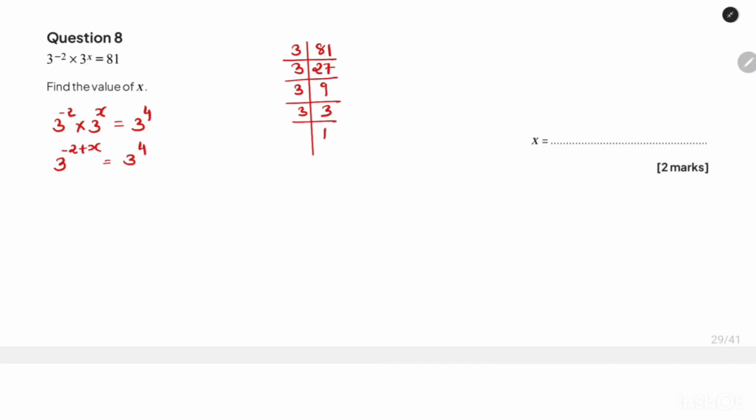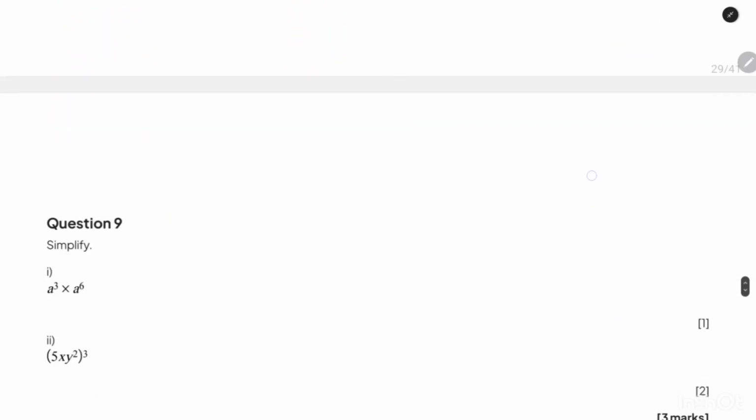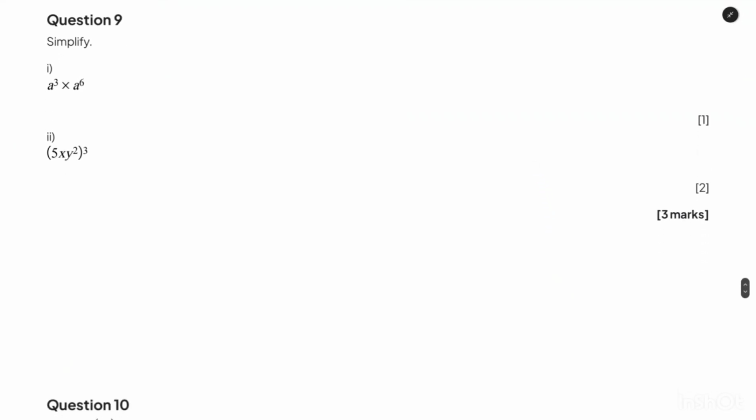Now cut the bases because bases are same and only a single term is there, so you can equate the powers. So minus 2 plus x is equal to 4, so x is equal to 6. So your answer is x is equal to 6. Clear? See the ninth question.